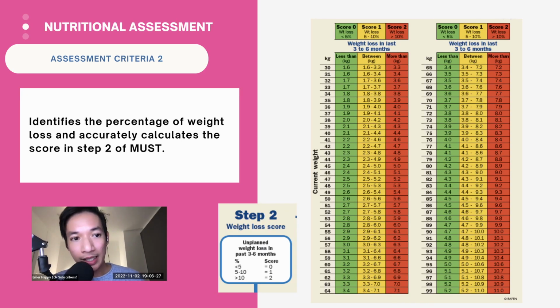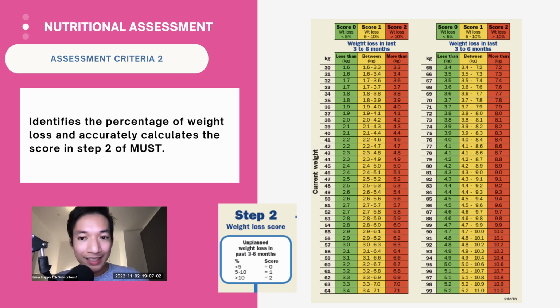Next, assessment criteria number 2. Okay, we will now proceed with the next criteria. So you have to identify the percentage of weight loss and accurately calculate the score in step number 2 of the MUST. Okay, so according to our MUST, for the unplanned weight loss in the past 3 to 6 months, if the percentage score is less than 5%, the score is 0. Okay, if the percentage weight loss is between 5 to 10, the patient will score number 1. And of course, if it's more than 10%, it would score 2.